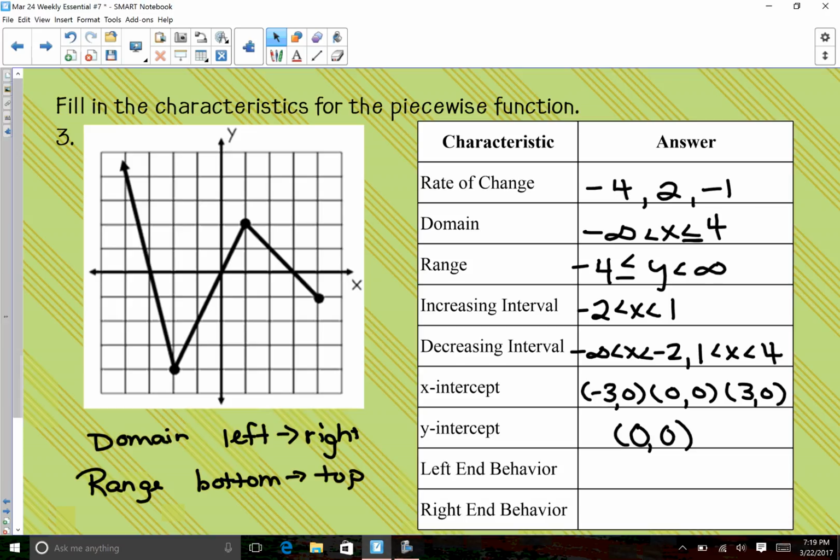What about your end behaviors? Well, if you look at the left end, notice there's an arrow, and that arrow is pointing up. So the left end behavior is up. If you look at the right end of your graph, notice it's a point. It's not going up or down. Therefore, there's no end behavior.